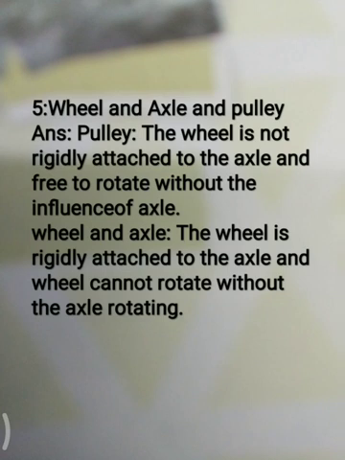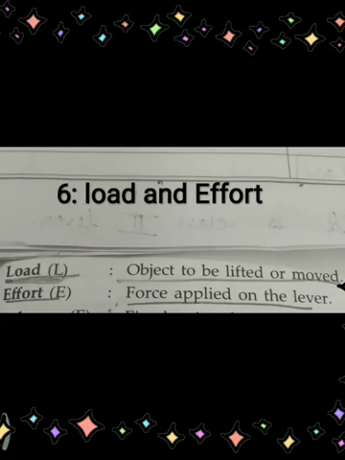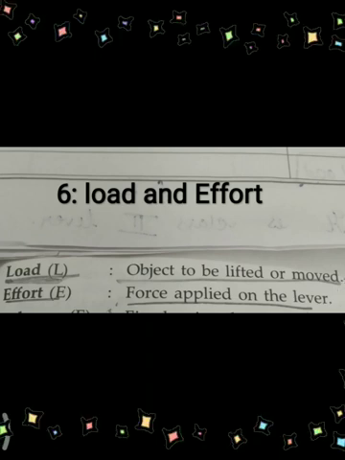Fifth, differentiate between wheel and axle and pulley. Pulley, the wheel is not rigidly attached to the axle and is free to rotate without the influence of axle. Wheel and axle, the wheel is rigidly attached to the axle and wheel cannot rotate without the axle rotating.